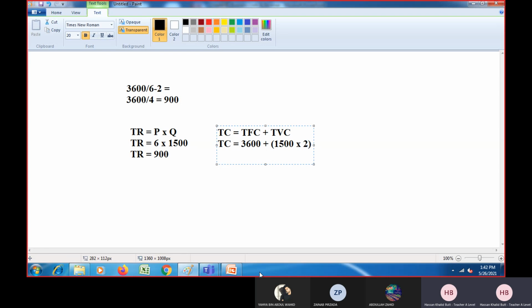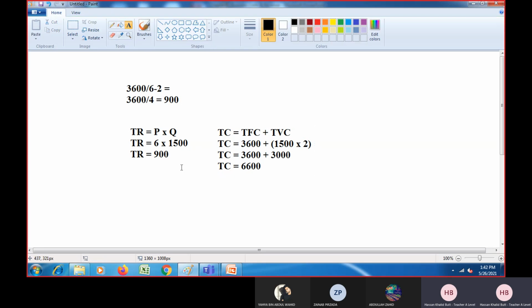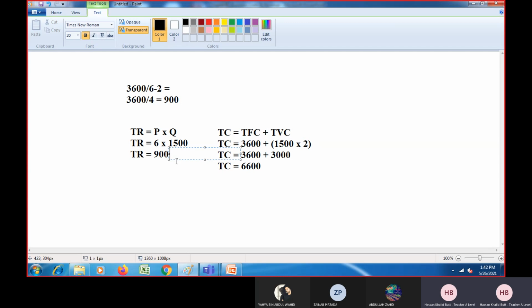Right? Now the answer is 3600 plus, now 1500 times 2 will get 3000. So total cost is equal to how much? 6600. Got it? Now it's easy. Okay, I think there is a 0 required here. Total revenue is not 900, it is 9000. Right? 1500 times 6 is 9000.